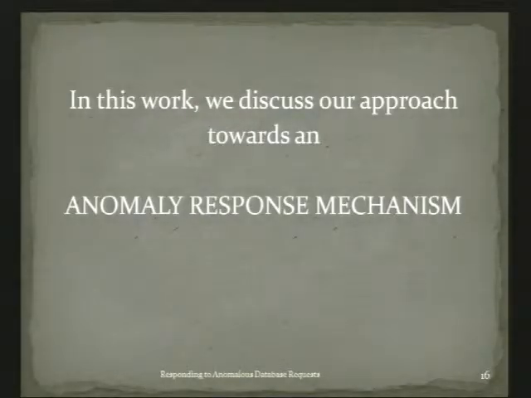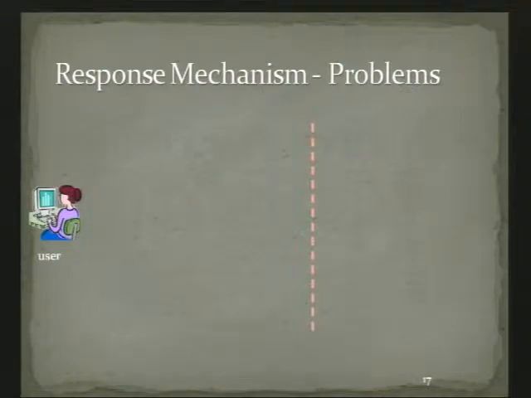Then there is something called query flood attacks, where an insider floods the database with a lot of queries, leading to denial of service for other legitimate users. This problem can also be formulated as an anomaly detection problem. But what I'm going to speak about in a little more detail in this presentation is an anomaly response mechanism. Now, what are the problems with a response system?